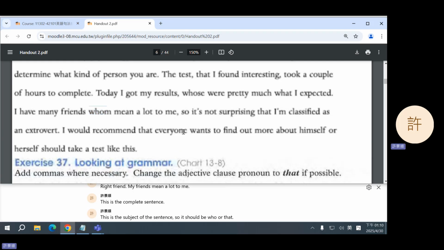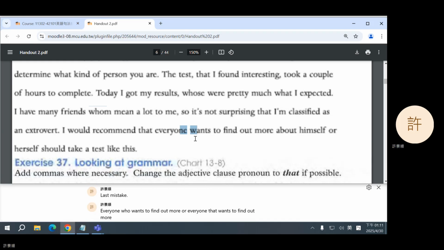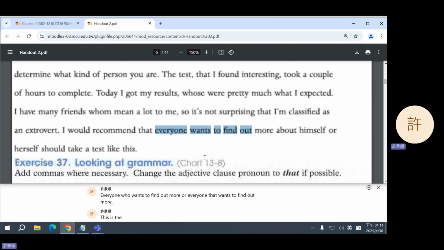Last mistake. Everyone who wants to find out more, or everyone that wants to find out more. This is the complete sentence. You'll notice that you are replacing the subject. So you cannot skip the relative pronoun. You do have to put in who or that.